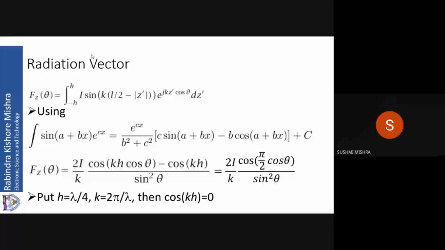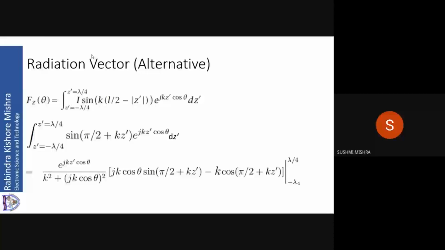If you have understood the last class, this is very easy. Just remember what is the expression for Fz. Using this formula for integration for sine, we can get this. Now let me find out this in an alternative method. For the alternative method, I will write simply the same thing. The limits are minus h to h. In that case, z dash is equal to minus h, which is minus lambda by 4. So lower limit is z dash is equal to minus lambda by 4. Upper limit is z dash is equal to lambda by 4.